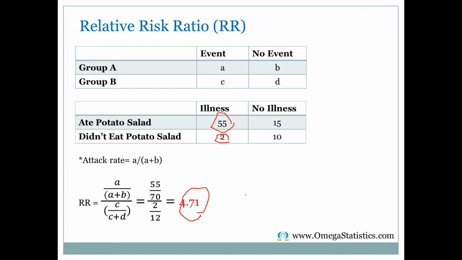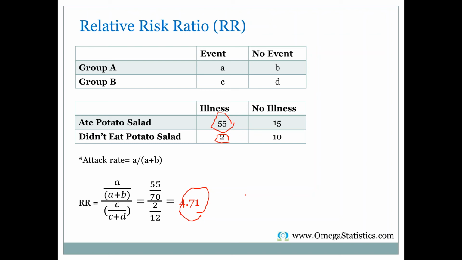Another way we can say it is that those who ate the potato salad were 4.71 times as likely to become ill compared to those who did not eat the potato salad. Now, in each of those ways I said it, we always had that comparison group, right? So you can't just say that the people who ate the potato salad had 4.71 times the risk. You have to say compared to what? Compared to the people who didn't eat it. So always remember that. And don't just say more risk, right? You have to say times the risk, okay?